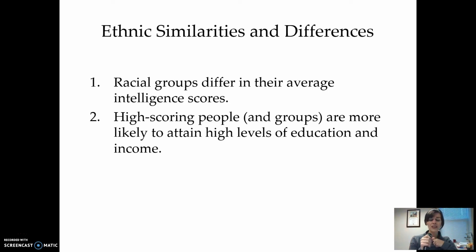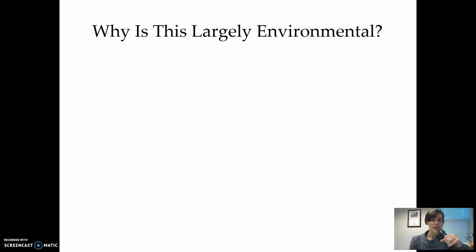Here's something else that we know. High-scoring people and high-scoring groups are more likely to attain high levels of both education and income. So this is very innately tied into the concept of privilege here. And this is as a whole. We're not talking at an individual level here. We are talking at the group level. Now, why do I think that this is largely environmental, and your book would make similar claims? We will talk about this next time.